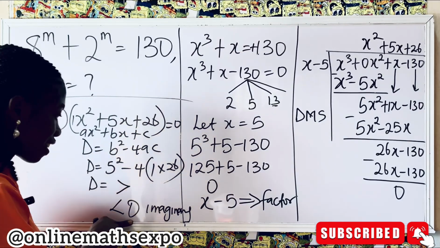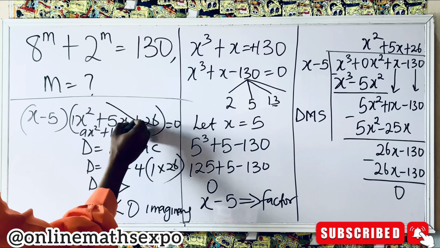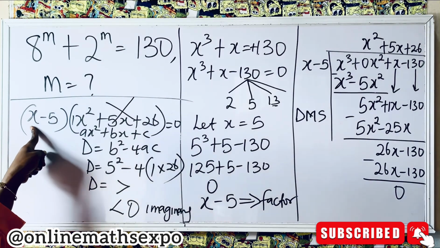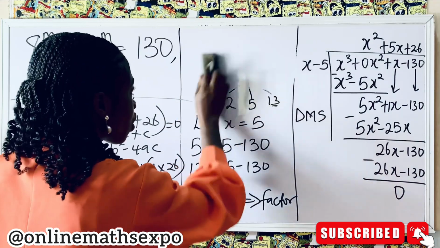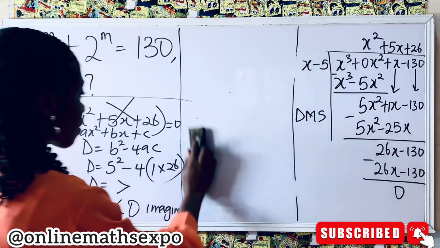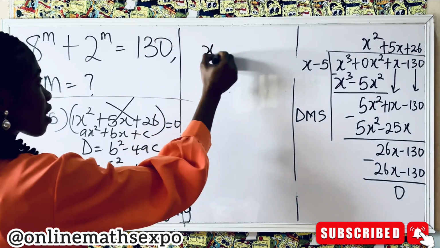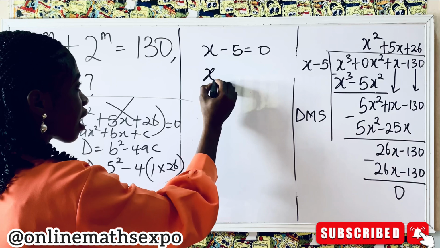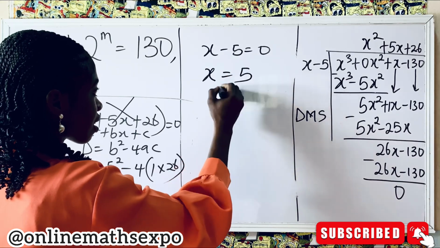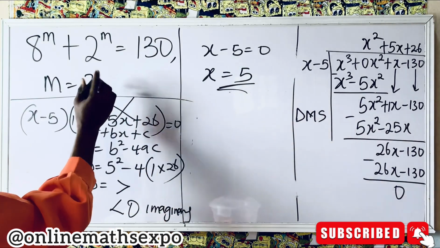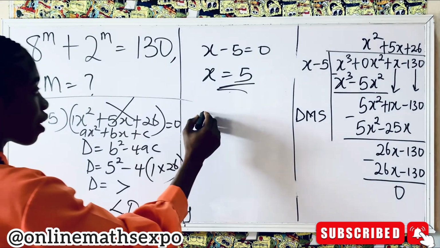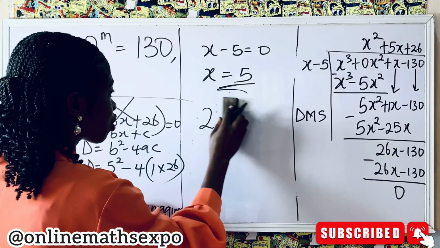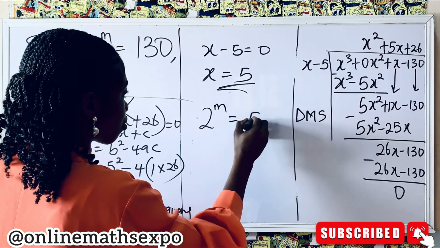So in that case, it means that this is not a solution. So the only one we work with is x minus 5. Did you get that? So we are going to now conclude. If we are working with x minus 5, it means x minus 5 is equal to 0. So we're going to have x, add 5 to both sides, x is 5. But x is not what we're looking for, it's m. So we're going to recall where we said 2 to the power of m is equal to 5.